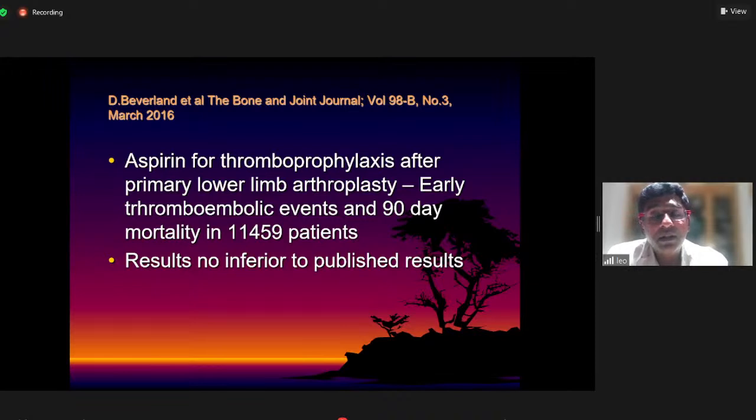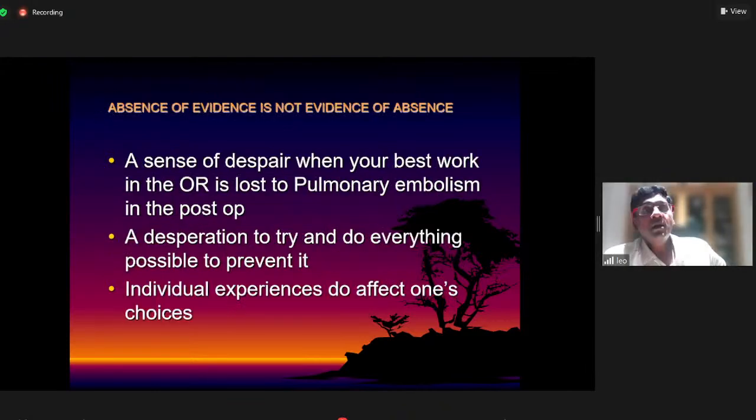Dave Beverland did this analysis where he looked into the results of the use of aspirin alone for thromboprophylaxis in more than 11,000 patients. And they published results which suggested that aspirin was not inferior to other agents in terms of preventing DVT. So we know that there is a sense of despair when the best work in the operating room is lost to pulmonary embolism in the post-operative period. And there is a desperation to try and do everything possible to prevent it.